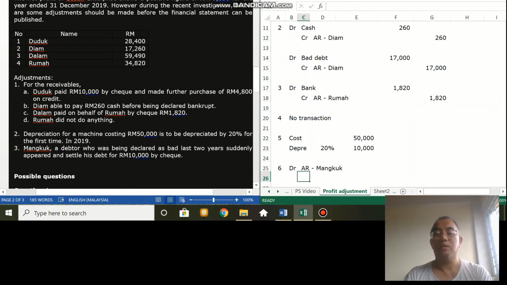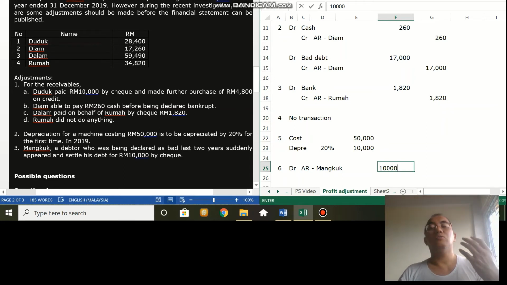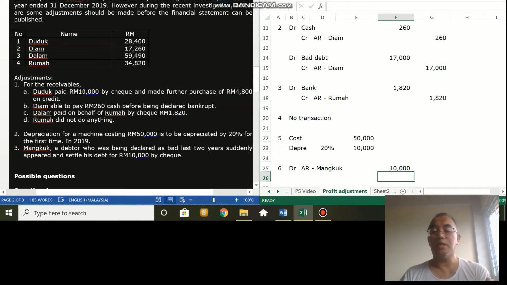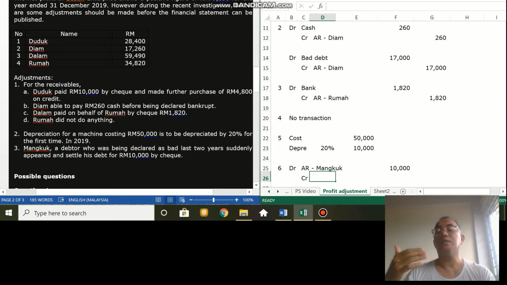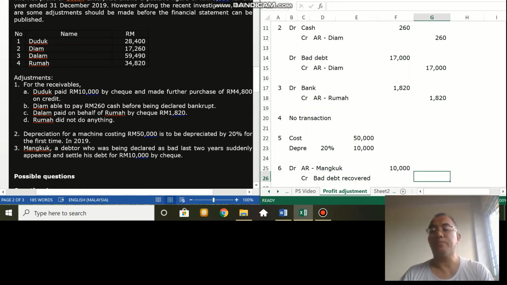Mangkok. Right, so Mangkok, how much? Even though we don't care whether last time when he was declared bad he owed us 20,000 or 50,000, as long as he brings the money, 10,000, we register his name as that much first. So we just take 10,000 here, and then credit, of course, when he suddenly appeared, before this he was a bad debt, so when he appeared, we recover that bad debt. So bad debt recovered is at the credit side because it is our other income. So we record 10,000.